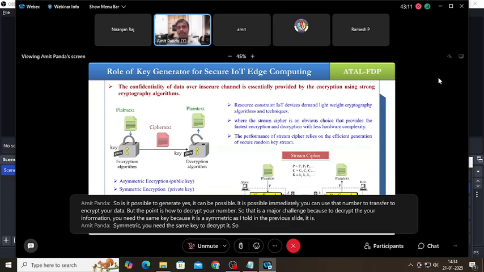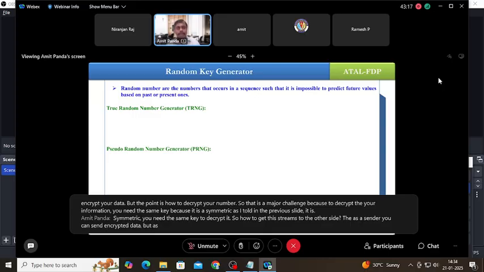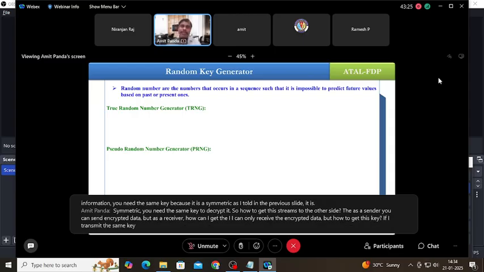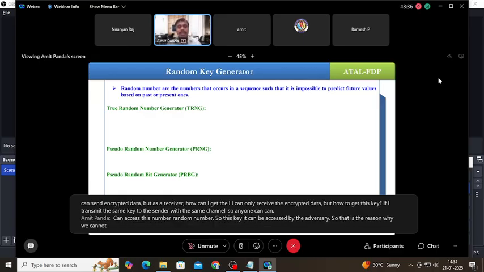So how to get this stream to the other side? As a sender, you can send encrypted data, but as a receiver, I can only receive the encrypted data. How do I get this key? If I transmit the same key with the same channel, anyone can access this random number. The key can be accessed by the adversary. That is the reason why we cannot transmit the key on the same channel where we are sending the information.